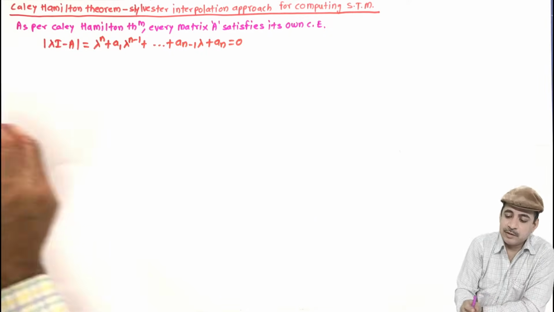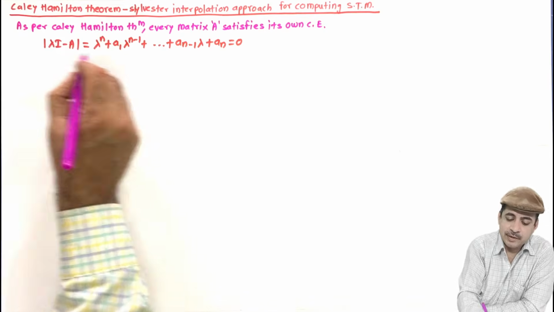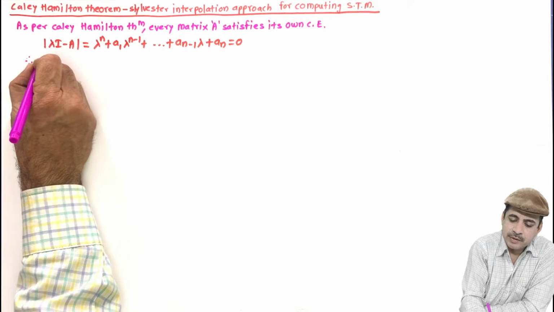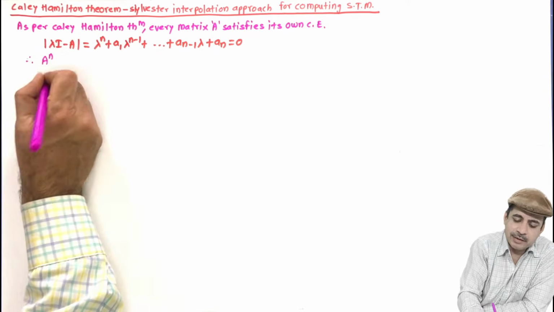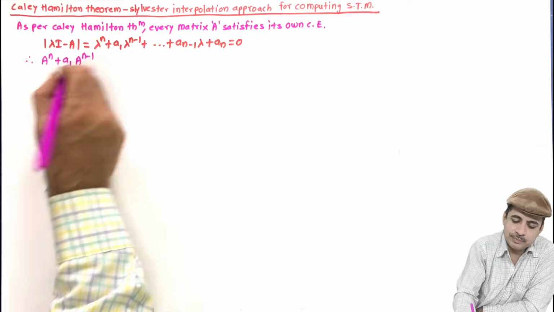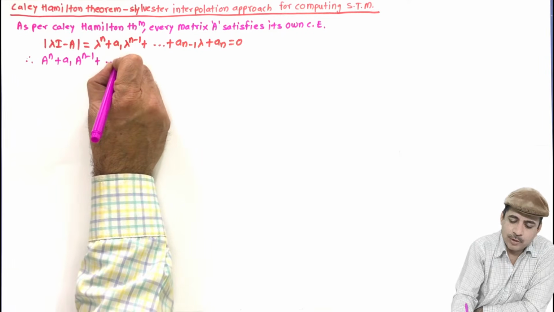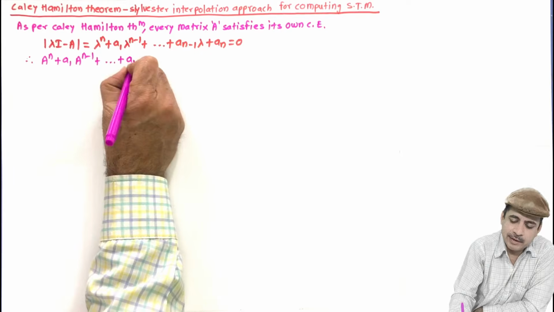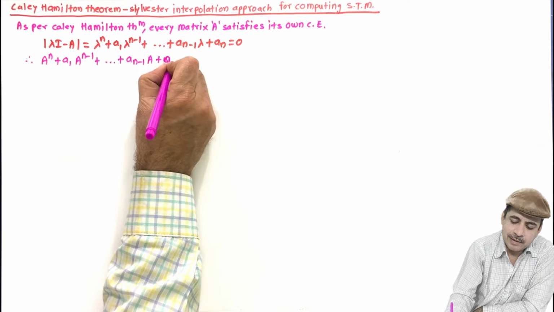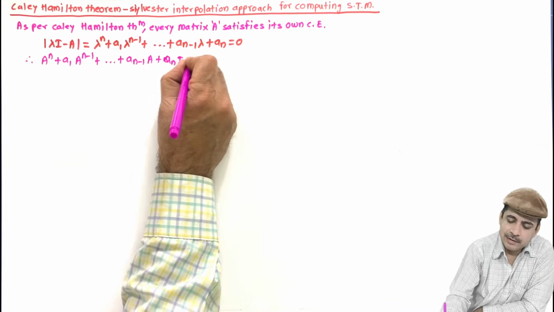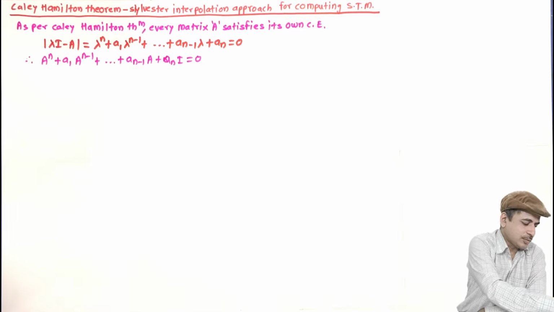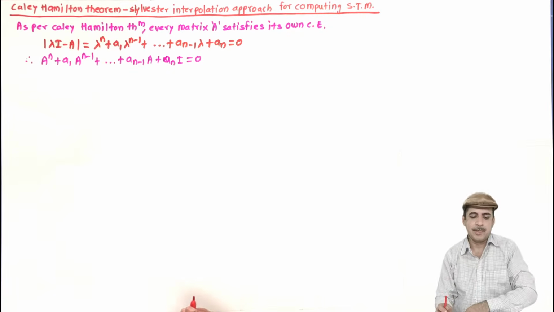And then as per Cayley Hamilton theorem, it implies that A raised to n plus a1 A raised to n minus 1, so on up to a n minus 1 A plus a n I, this is also equal to 0. Now we will extend this concept to some concept of minimal polynomial.